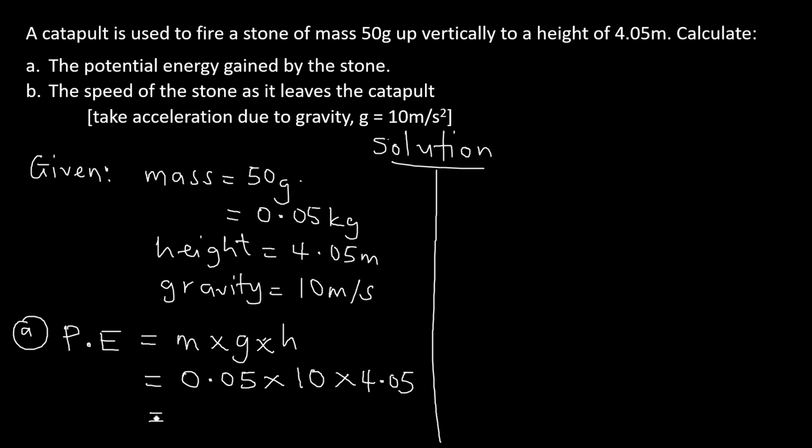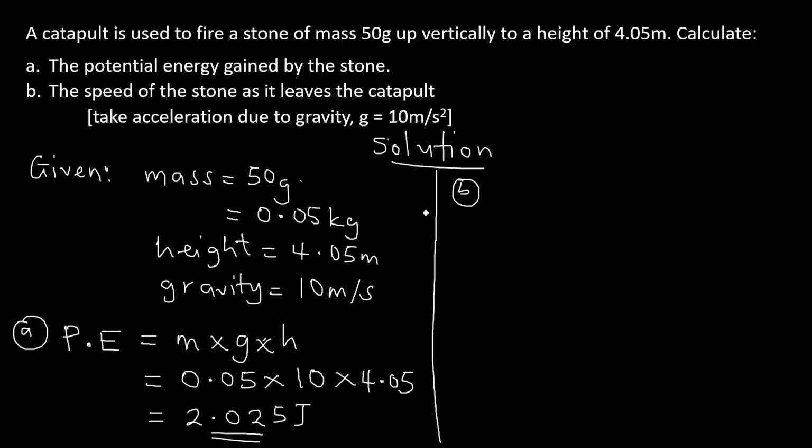So keying this into our calculator gives us 2.025 joules. So 0.05 times 10 times 4.05 is 2.025 joules. So that caters for the first part of our question, which is the potential energy.